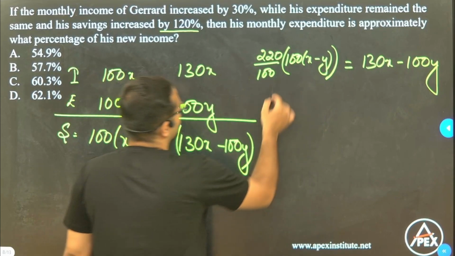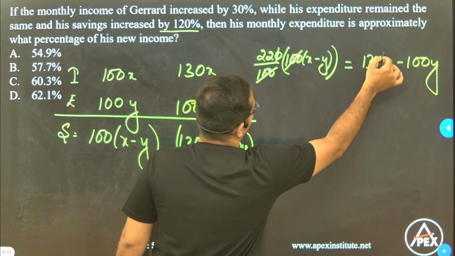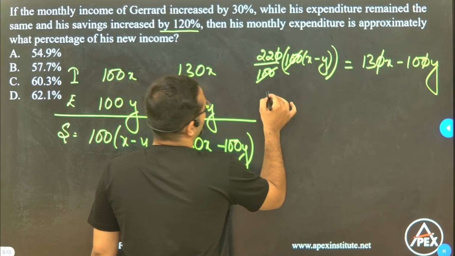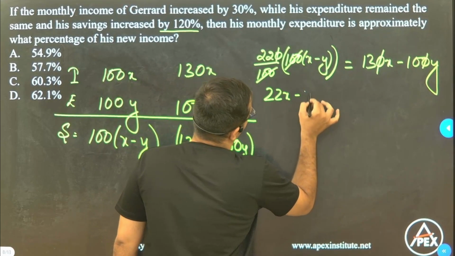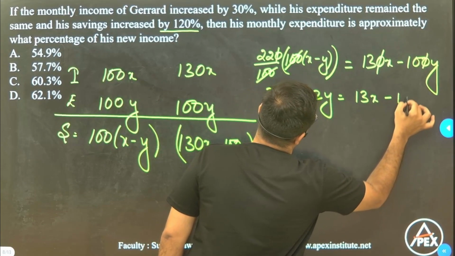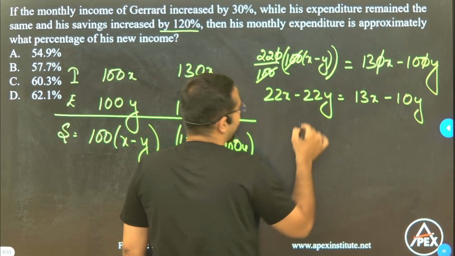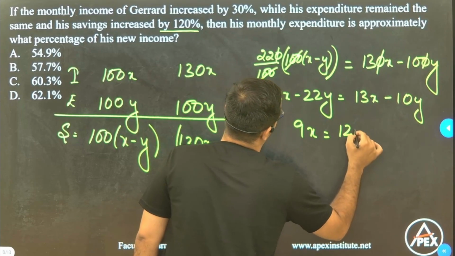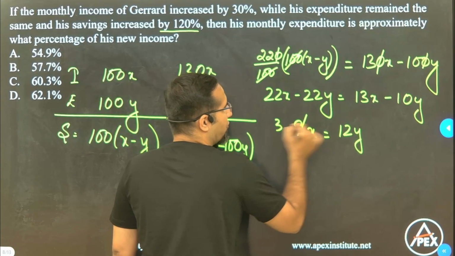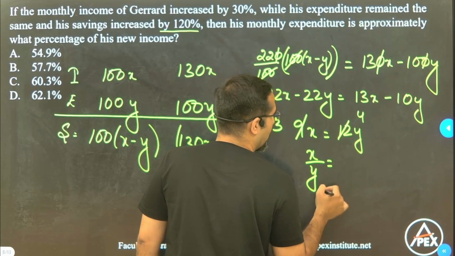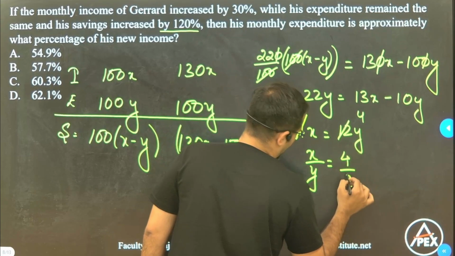So let's simplify this. 100 gets cancelled, 0 0 gets cancelled, यहाँ से 10 cancel हो जाएगा. So what do we get here? We have 22x minus 22y is equal to 13x minus 10y. अब 22 minus 13 हो जाएगा 9x, 10y plus 22y हो जाएगा 12y. This is 3 3s are 9, 3 4s are 12. So we have x by y is equal to 4 by 3.